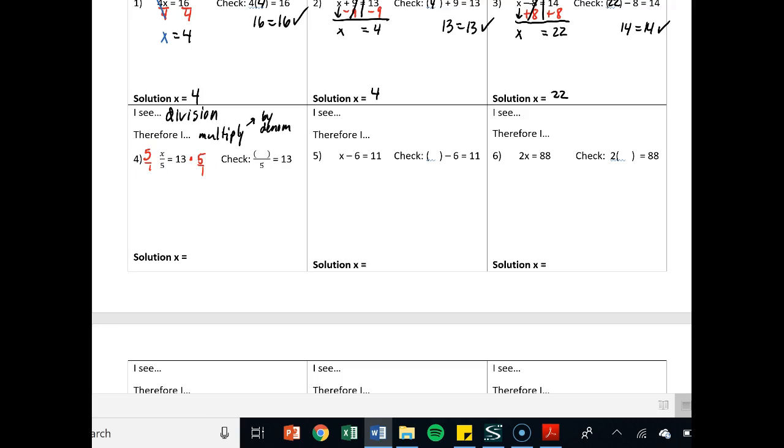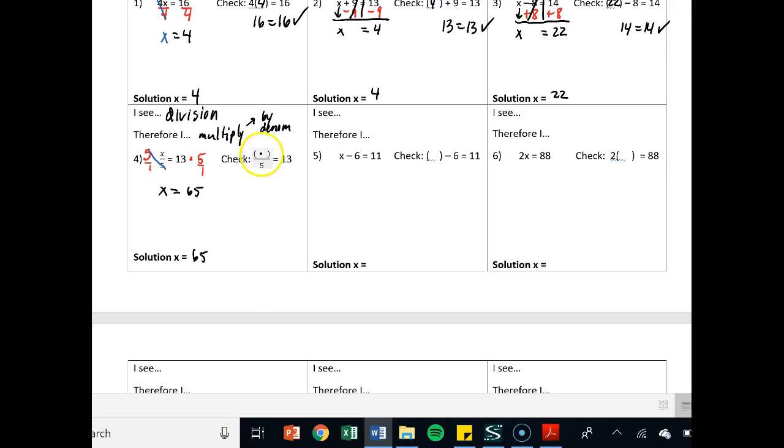Funny thing on this side, it's all going to cancel off. 5 times x is 5x. 1 times 5 is 5. 5x divided by 5 is just 1, right? So all I'm left with is just x on that side. So x is equal to 13 times 5. That's equal to 65 divided by 1, still just 65. 13 times 5, 65. So that's what I'm saying my solution is.